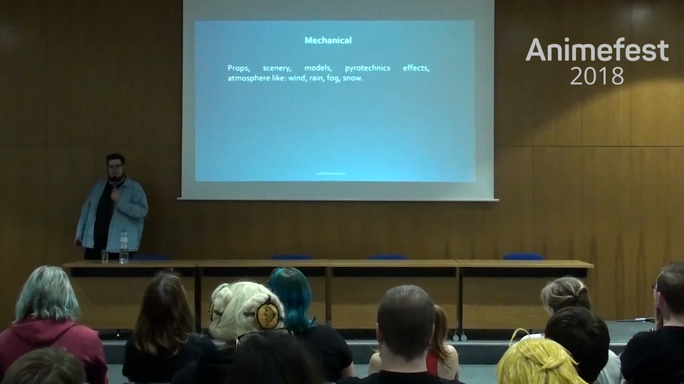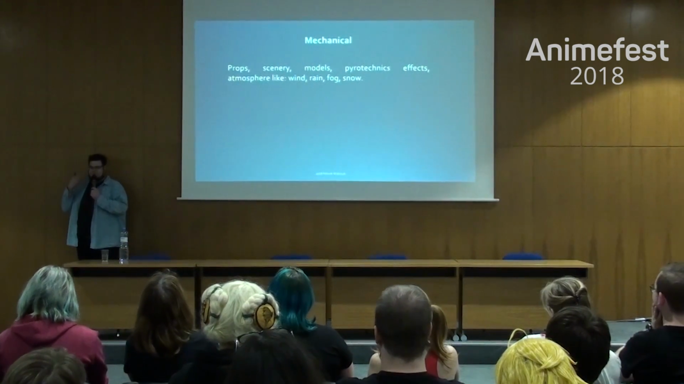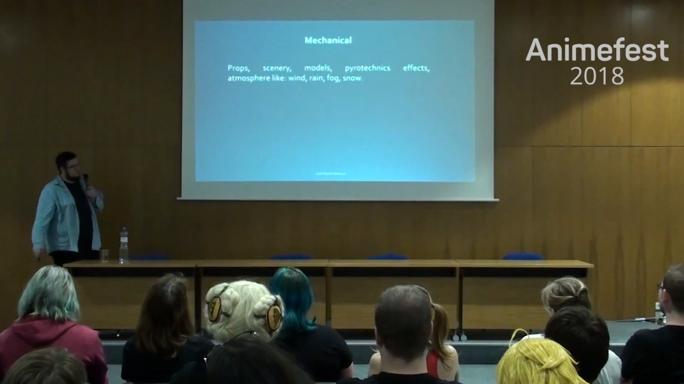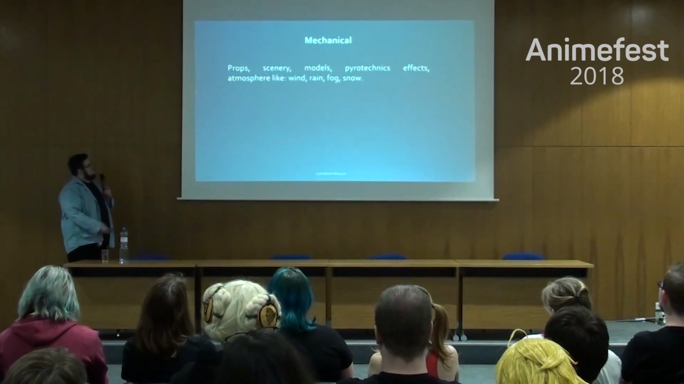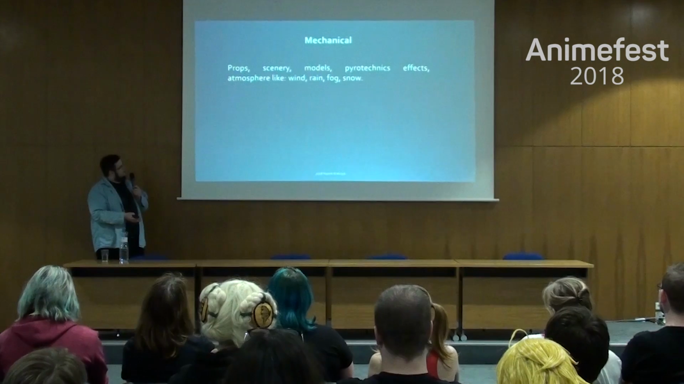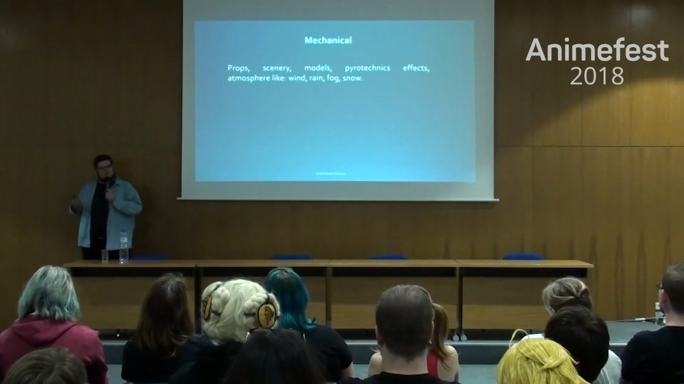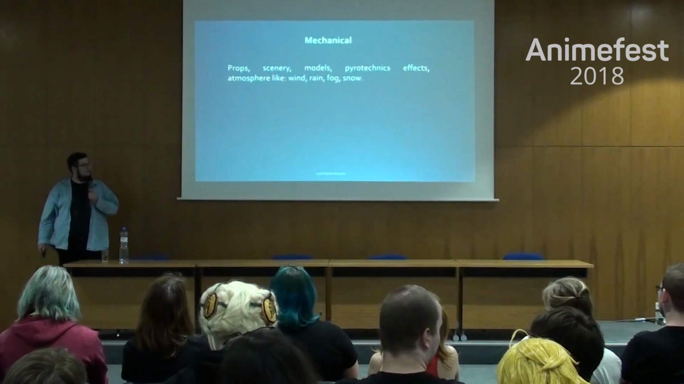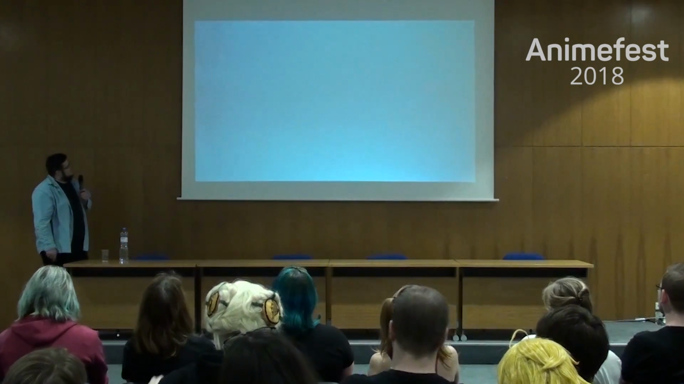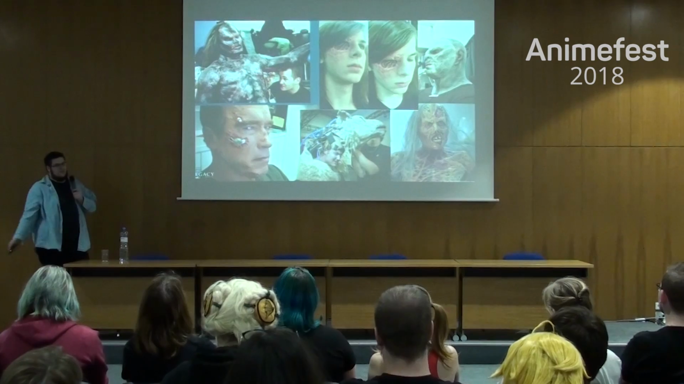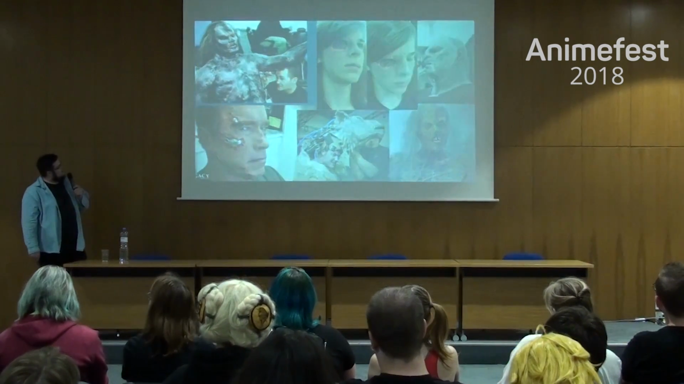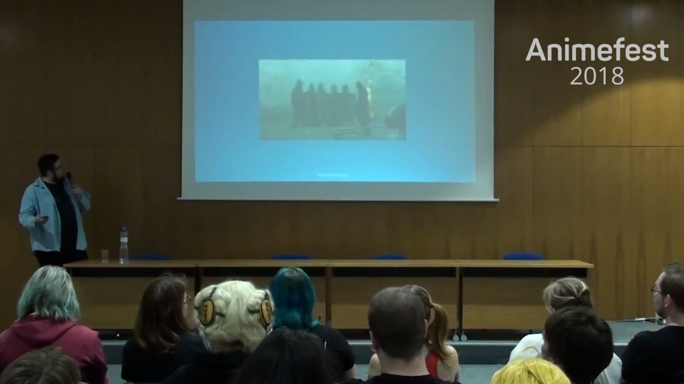So we have two different kinds of special effects. One is called mechanical. Those include props, scenery, models, pyrotechnics, etc. Everything that you have physically on the set while shooting the movie or commercial. Examples here are all the makeup and cosmetics. They are made real.